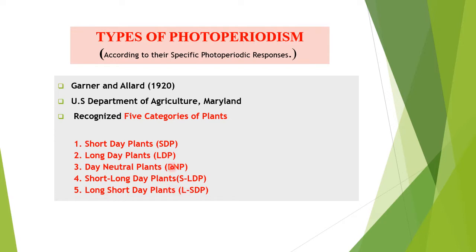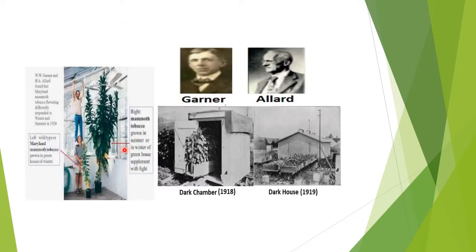These plants show their flowering response to a particular photoperiod. Short day plants require short days and long nights. Long day plants require long days and short nights. You have already seen the Maryland Mammoth, which is a spontaneous type of mutant tobacco, found by Garner and Allard. This is the basic structure which they named a dog house.